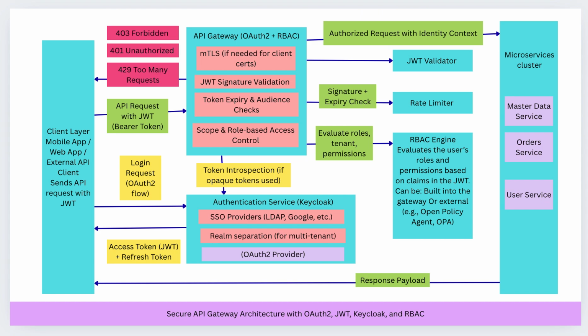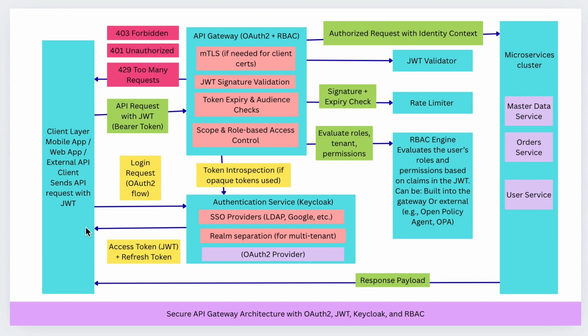Hi everyone, today we are going to look at how an API gateway securely authenticates and authorizes requests using OAuth2, JWT, Keycloak and RBAC, and how all of this fits together into a scalable multi-tenant distributed system.